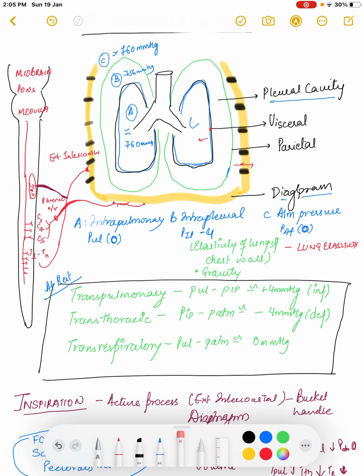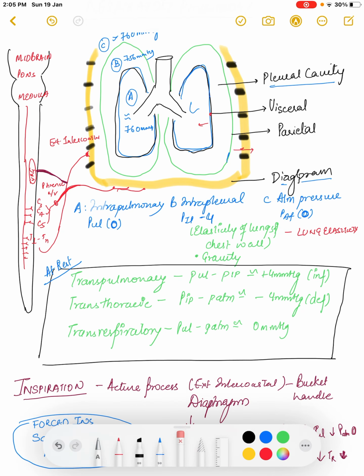Now, to understand the pressures taking place in the lung, we should understand some terminologies. At rest, there are a few pressures. The first is transpulmonary pressure. It is the intrapulmonary pressure minus the intrapleural pressure. Intrapulmonary pressure is 0 and intrapleural pressure is -4, so that is equal to about +4. These are the pressures for inflation.